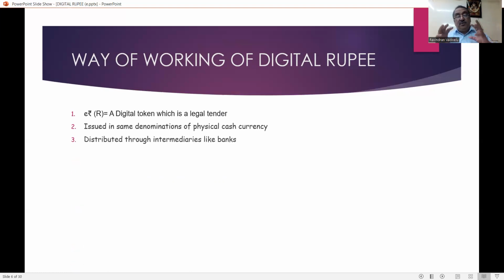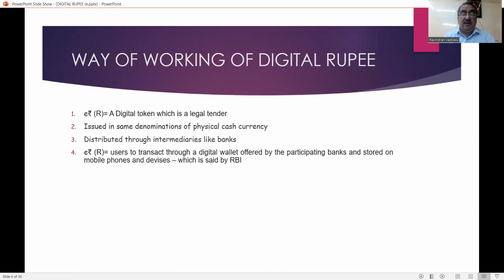It is distributed to the public, to the consumers and the merchants, through the intermediaries. Who are called intermediaries? The banks present, they are treated as the intermediaries. Digital rupee users transact through the digital wallet offered by the participating banks, stored in mobile and devices, which is set by the RBI.